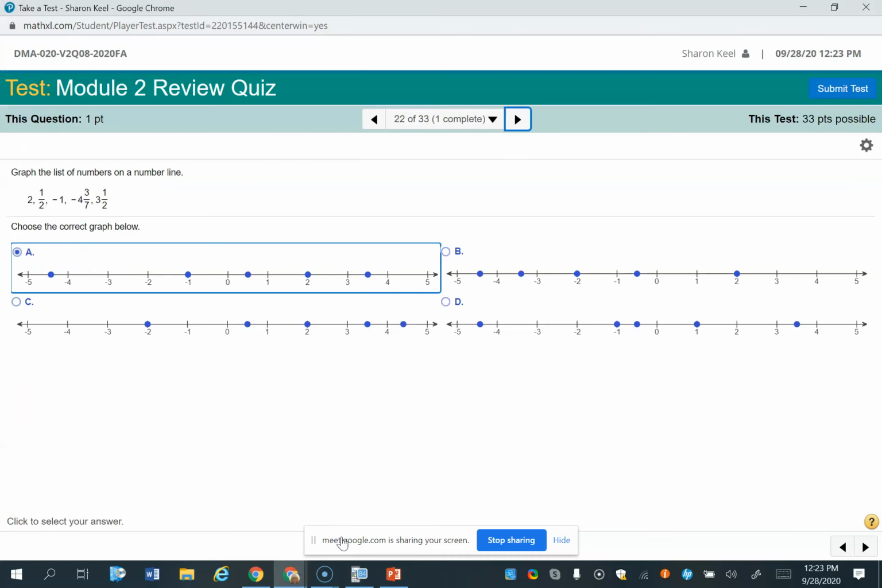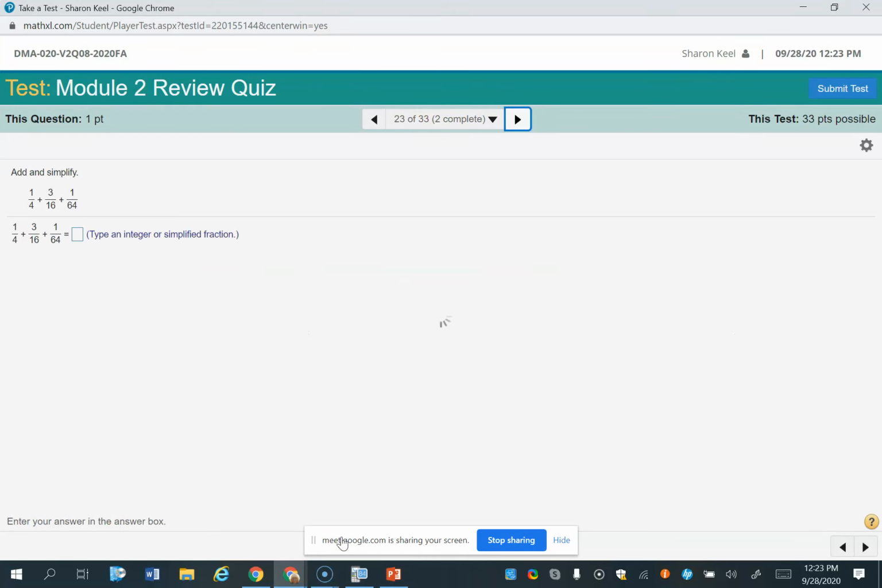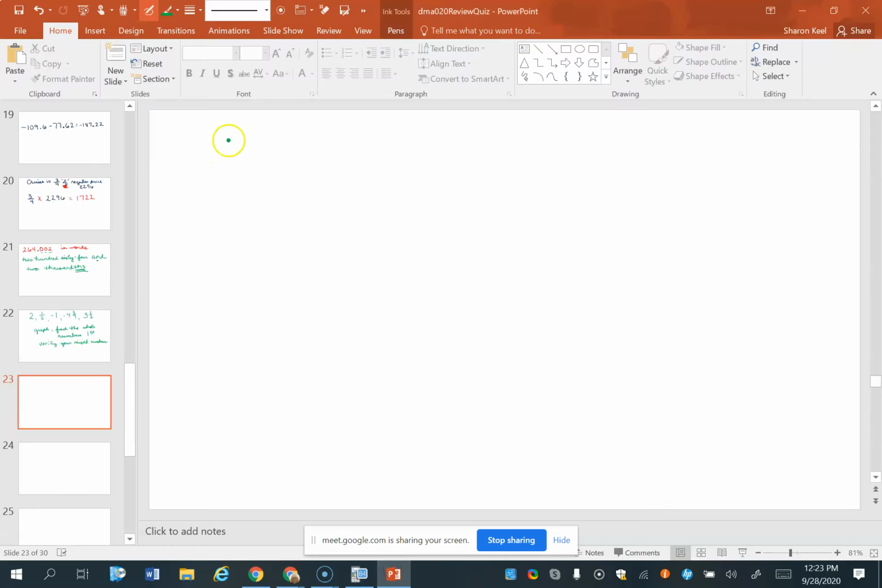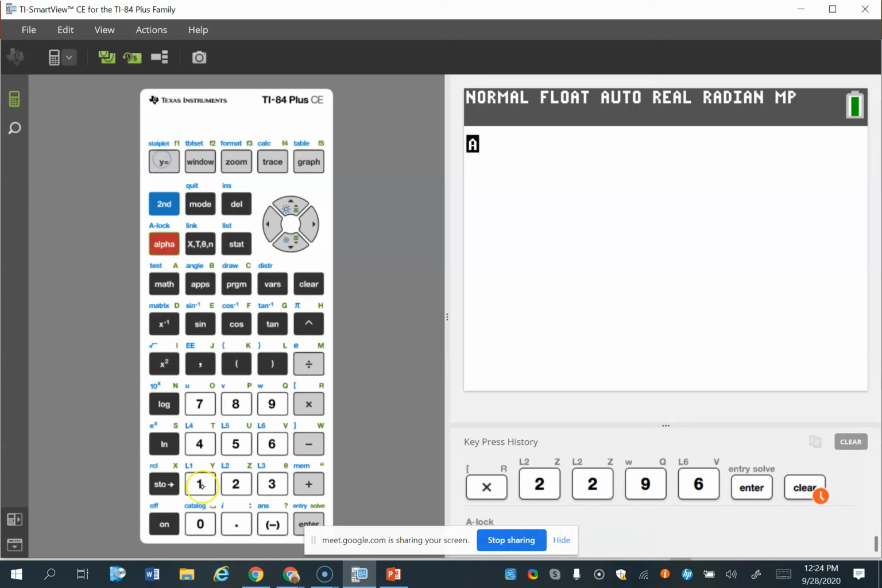Okay, next we have, we're going to add and simplify. We have 1/4, 3/16, and 1/64. To do this longhand, you would find the least common denominator, and we would end up with, I believe, a 64 for those. But you may also do this using your calculator.